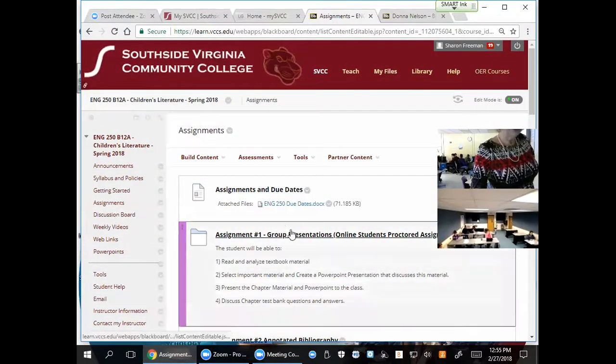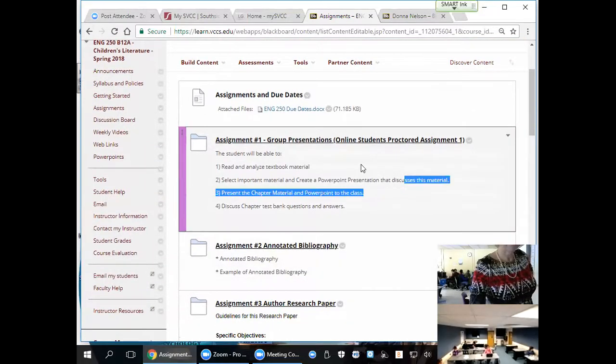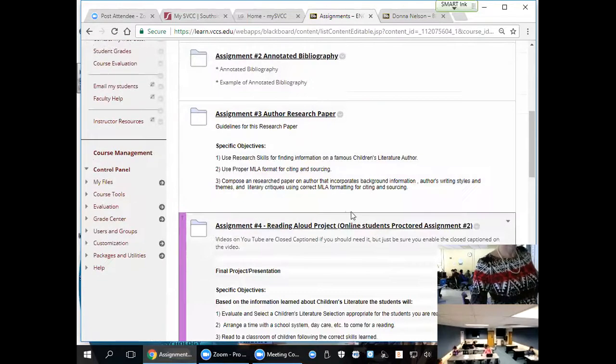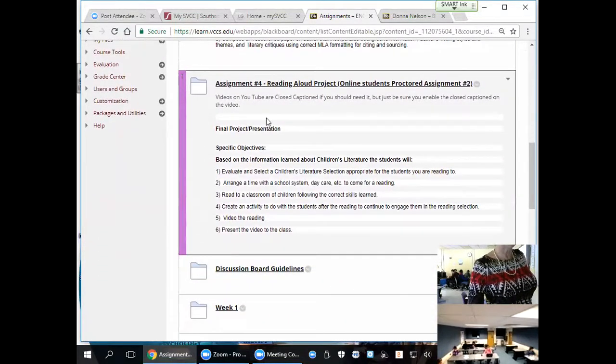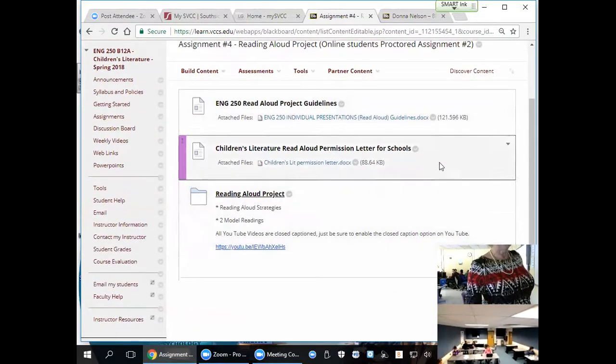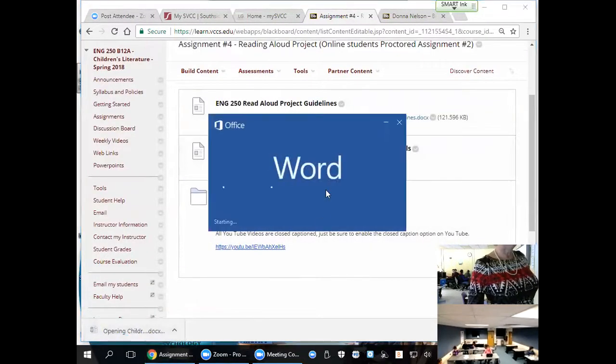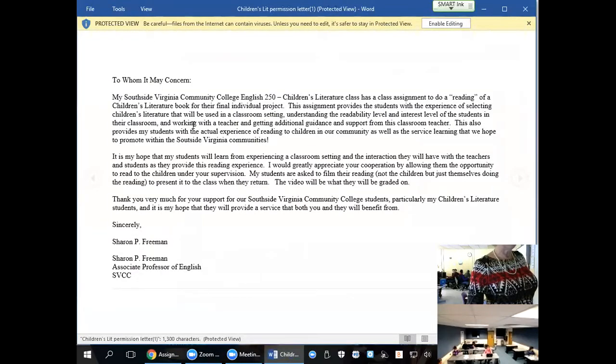Under your assignments link, the Read Aloud project, you'll find all the guidelines for that. You'll find the permission slip. Some of you may need a permission slip to go along with that. If you do need one, just copy that off. It tells them what you need to have and what you need to do. That's under assignments, and you just print that permission slip off.